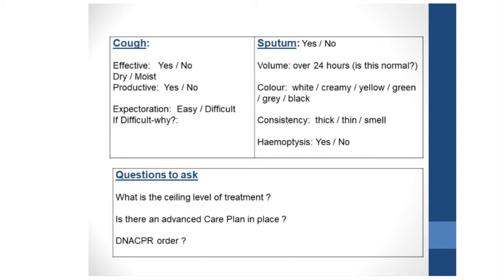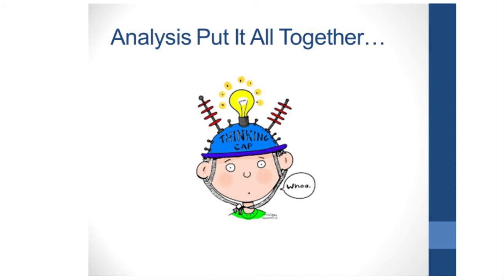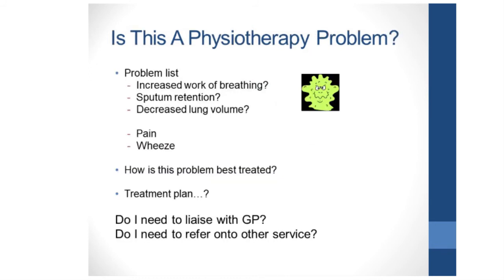So we've got all this information, and now we're going to try and put it together. What you're trying to ascertain is, is this a physiotherapy problem? Does your problem list include increased work of breathing, sputum retention and decreased lung volume? All these things we can do something about. And then we have pain and wheeze, and along with pharmacology, we can do something about these. So you have to think about, how is this problem best treated and what's going to be our treatment plan? And do you need to liaise with a GP or refer on to another service like the acute care at home team?